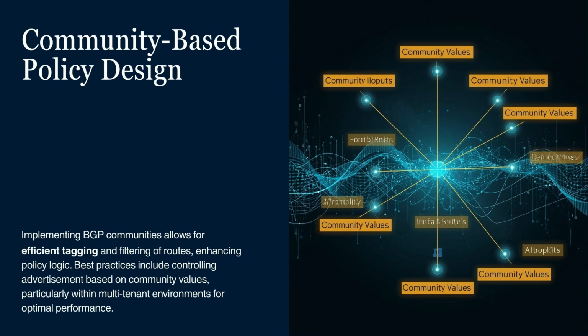Community-based policies. BGP communities make policy design scalable and elegant. They let you tag traffic classes instead of building endless prefix lists. For example, use 65100 for premium routes, and 65200 for standard routes. Then use a route map to match those communities and apply outbound policy logic. Also, never forget the well-known communities: no-export, no-advertise, and local-AS. Interviewers love seeing you use them.